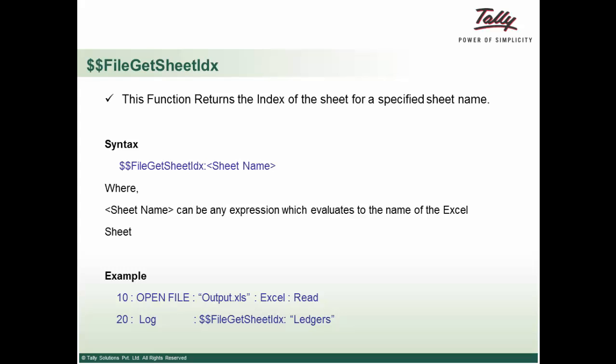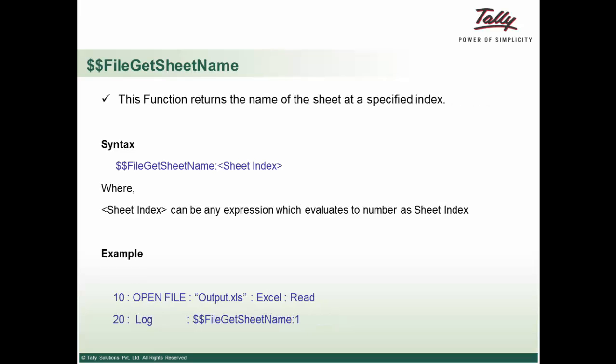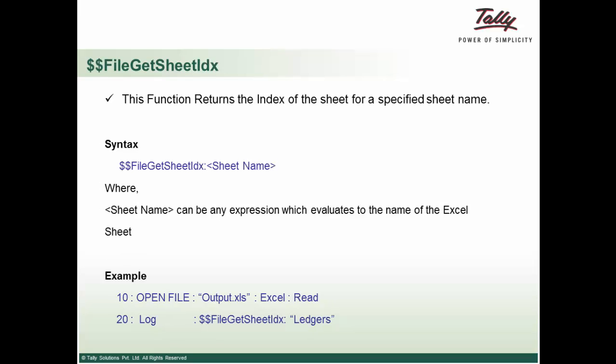Then say, for example, you know the sheet name and you want to return the index number of the sheet. You have a sheet name called ledgers, which is the 4th sheet. You want to know which sheet number it is, so you can write file get sheet IDX. For name you can write file get sheet name. For index number you can use file get sheet IDX.